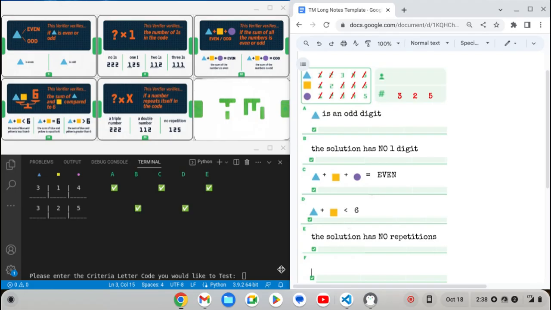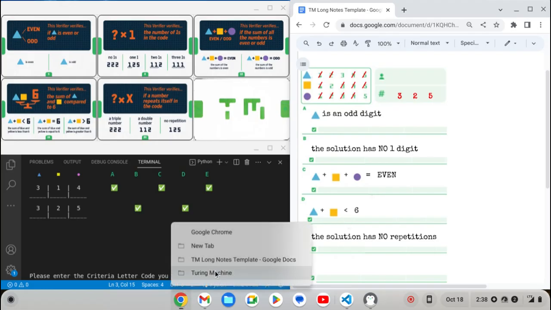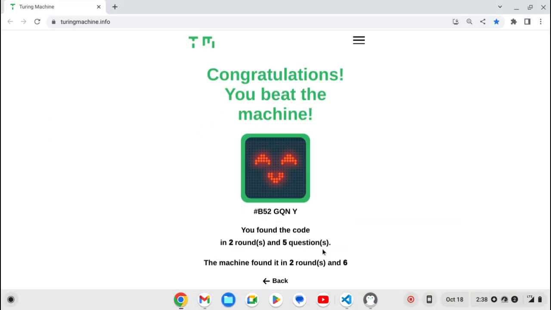Well, how did you do it? What criteria cards did you choose in the first round? And did you see anything interesting? You can always share those ideas in the comment section.